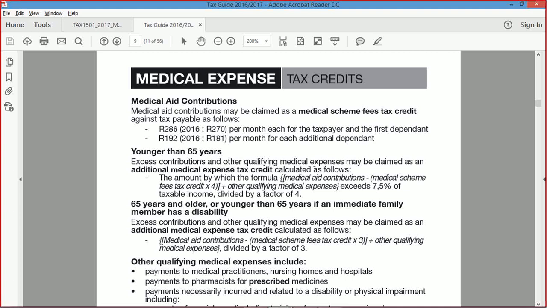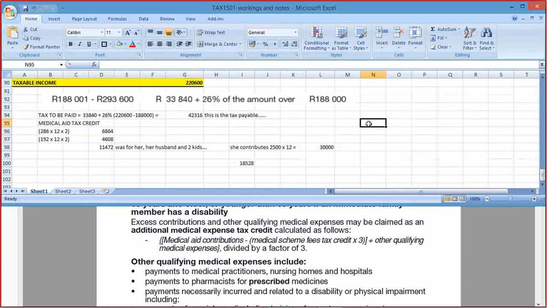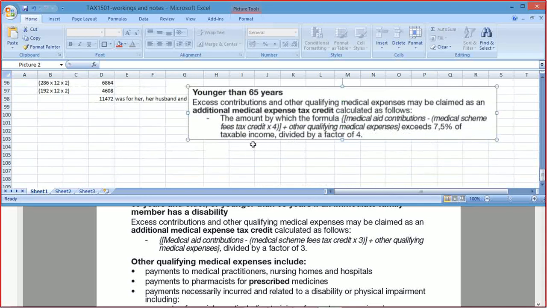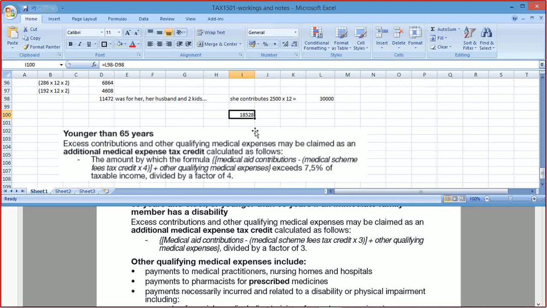Excess contributions and other qualifying medical aid expenses may be claimed as an additional medical tax expense calculated as follows. The amount by which the formula medical aid contributions, which we had, which was 30,000, minus medical scheme fees tax credit, times 4. I forgot to times it by 4. Do you see that? There's the legislation. Okay, so I'm going to copy paste that. I need to times this by 4.